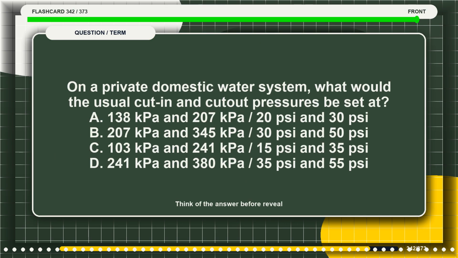Flashcard 342. On a private domestic water system, what would the usual cut-in and cut-out pressures be set at? A. 138 kPa and 207 kPa / 20 psi and 30 psi. B. 207 kPa and 345 kPa / 30 psi and 50 psi. C. 113 kPa and 241 kPa / 15 psi and 35 psi. D. 241 kPa and 380 kPa / 35 psi and 55 psi. Think of the answer before the reveal.